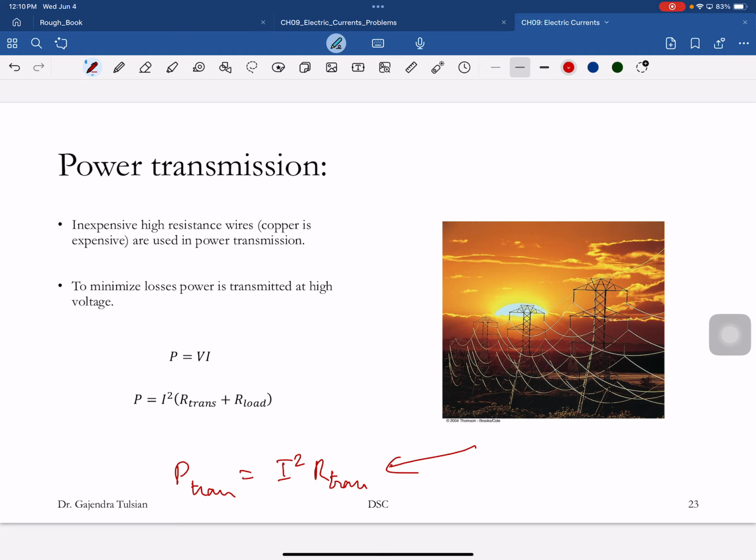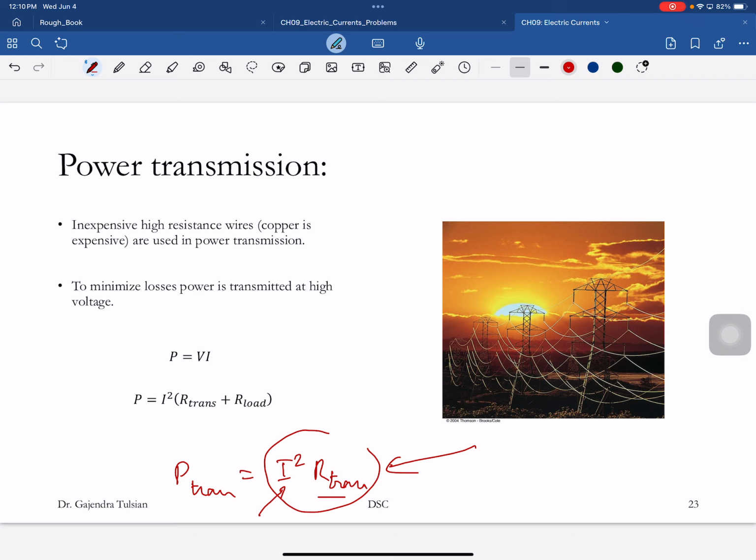Yeah, so you see, the resistance was decided by how much money you were going to spend on the wire. So that's fixed. The only thing you can do is, let's say you reduce the current, then you can reduce the transmission loss. Then you'll lower the total power to the load. There you go. So, how do you fix that?